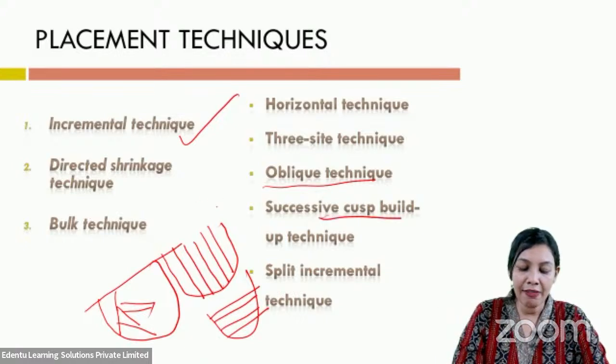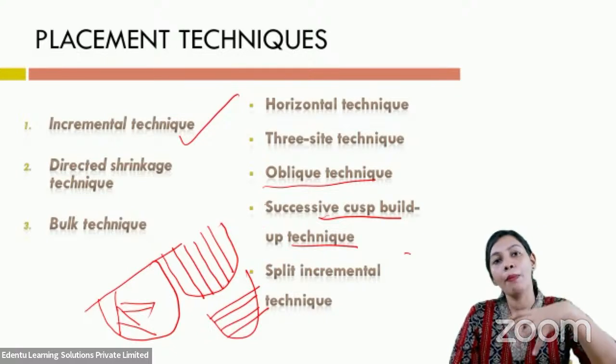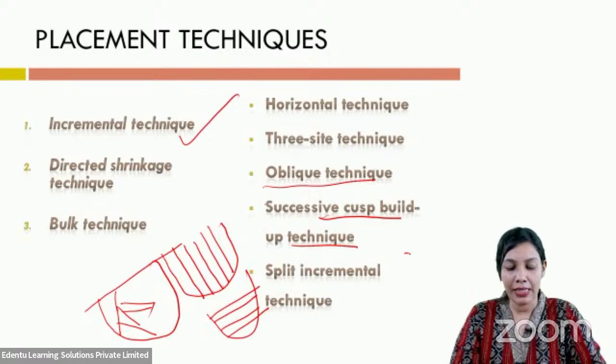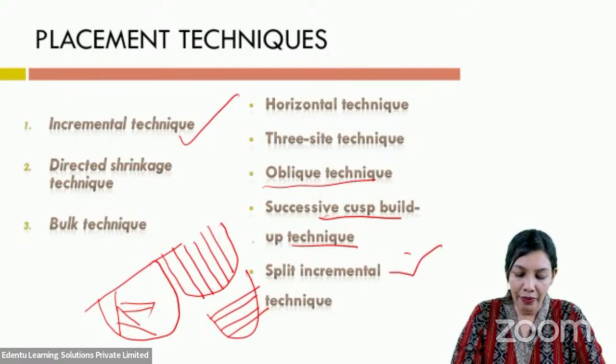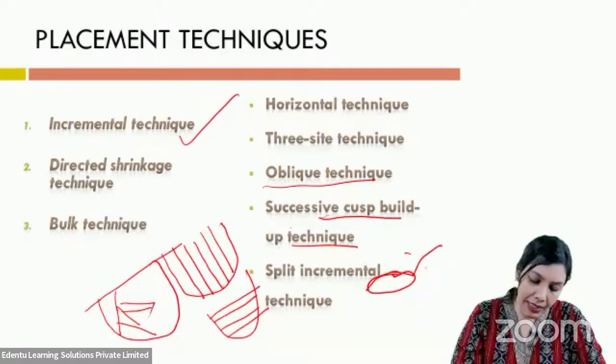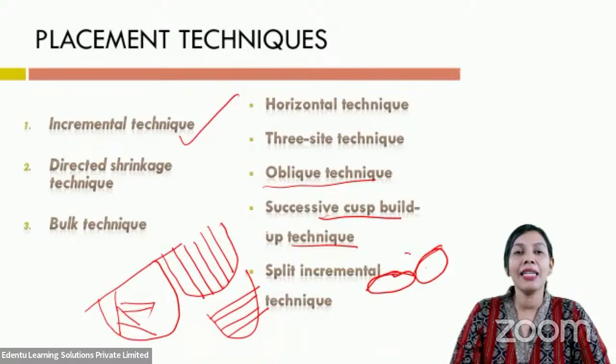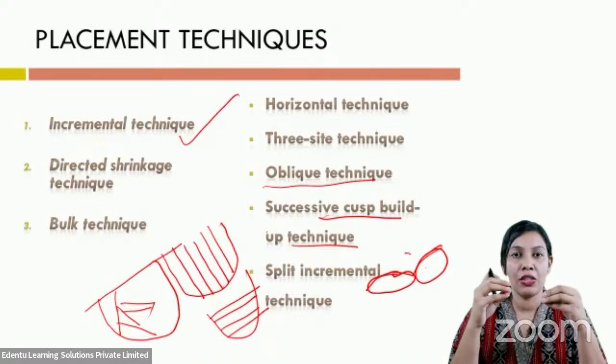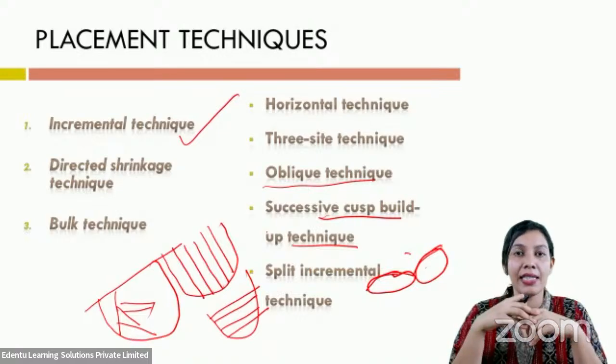And successive cusp buildup means instead of pushing the composite entirely into the cavity, if this is the cusp that we need to build up, first of all, we'll be building this cusp, then curing. Next, this cusp, curing. This means that the amount of shrinkage will be less in all these techniques.